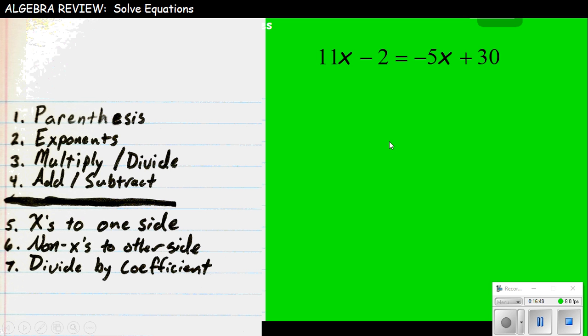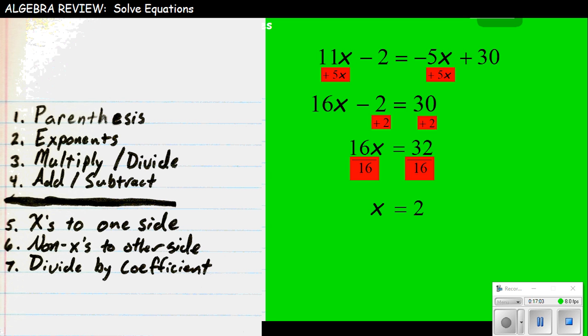So our first step here, we're going to add 5x to both sides. If we do that, we now have 16x minus 2 is equal to 30. Then add 2 to both sides, and we're going to have 16x is equal to 32. Finally, divide by 16, and we'll get x is equal to 2.